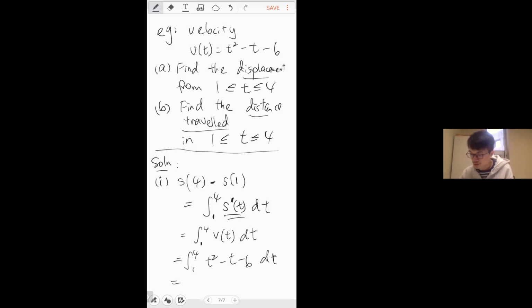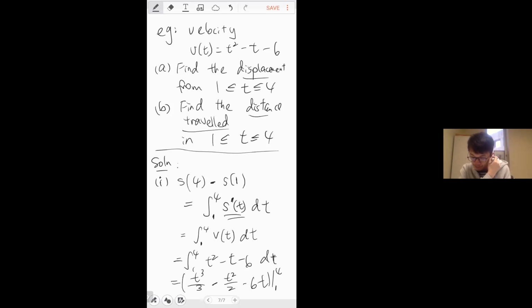And then the definite integral of t squared minus t minus 6 is t cubed divided by 3 minus t squared divided by 2 minus 6t. And then you need to plug in 1 and 4. Is it okay? Questions? So that was the displacement.